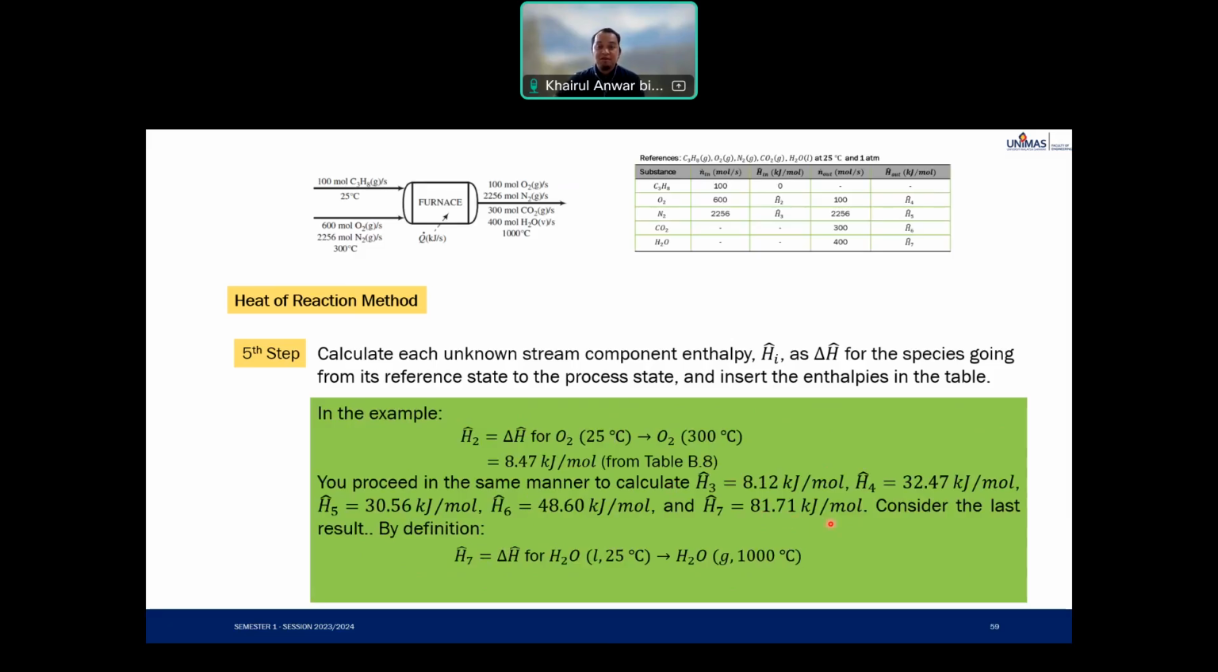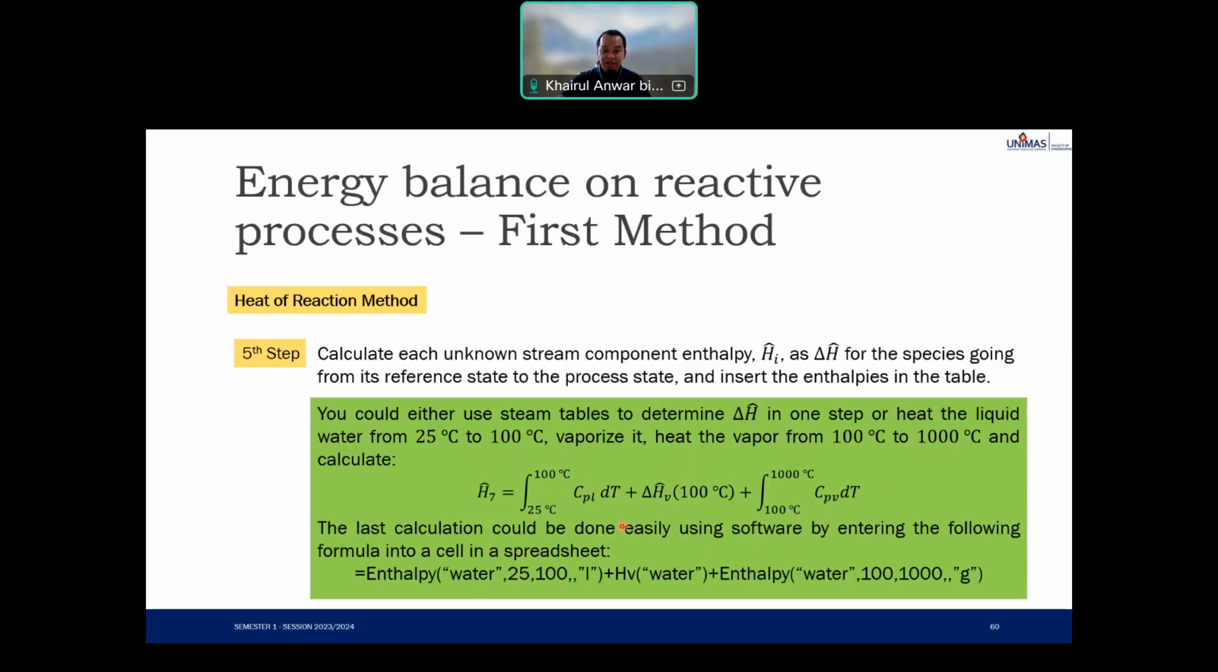Why can you not use table B8? Because of the change in form. At 25 degrees C, 1 atm, water present at this reference point is liquid. But in this process, the water is in vapor or gas form. That's why you need to do all of these.